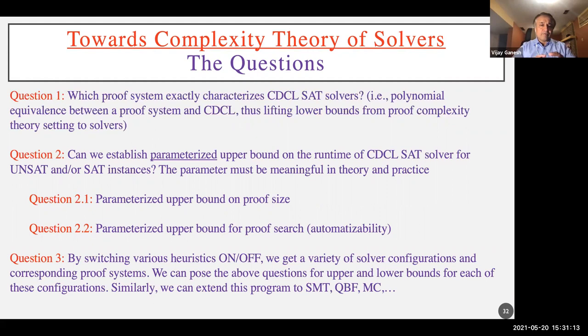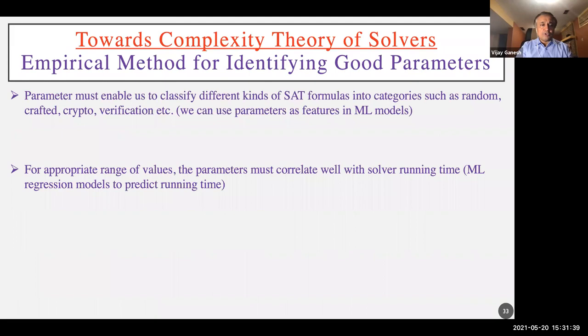People have thought about this. They've shown polynomial equivalence between resolution and the solver that I showed you, conflict-driven clause learning SAT solvers. And we did more than that. We showed polynomial equivalence between merge resolution and CDCL, but also identifying these parameters is very, very important. So that's question two here. So how do we go about doing this?